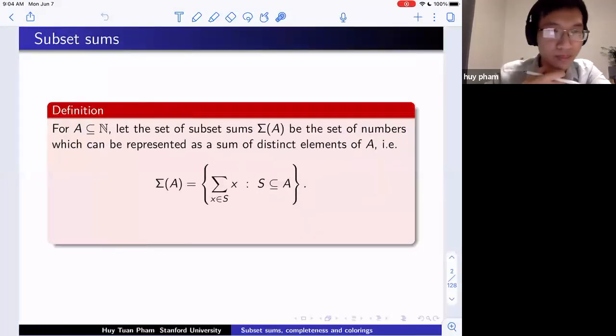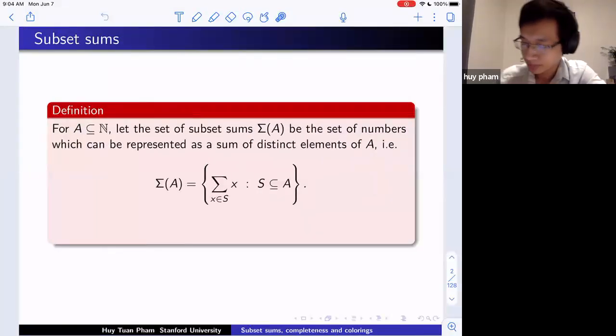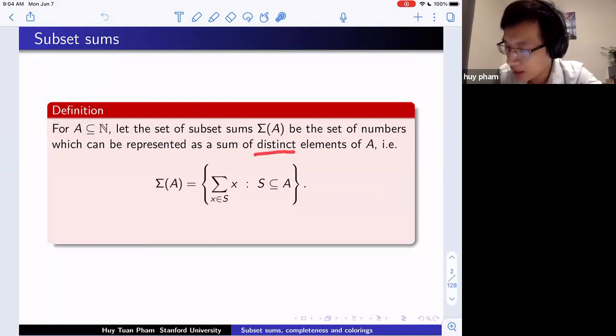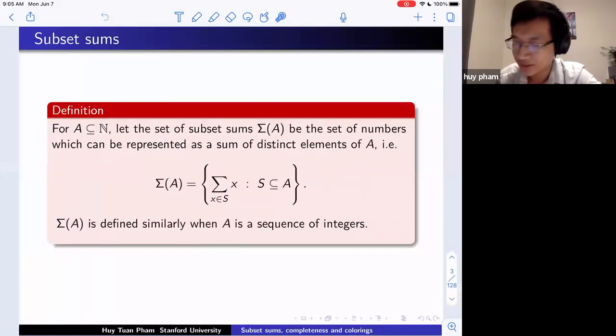So let me now define the main object of the talk, the set of subset sums. For a set A of numbers, it can be a subset of the natural numbers, say, the set of subset sums, which we denote by sigma of A, is the set of all numbers that can be represented as a sum of finitely many distinct elements of A. In other words, it's just the collection of all sums of finite subsets of A. And when A is a sequence of numbers, we also overload the notation, and we denote by sigma of A the set of numbers that can be represented as a sum of distinct terms of the sequence A.